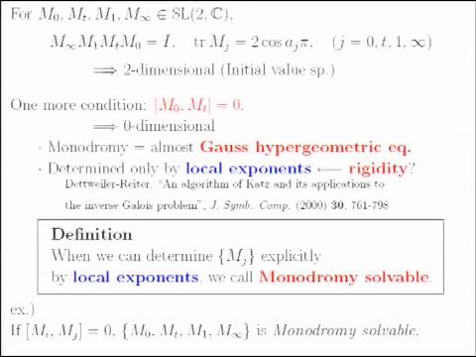So I give a definition of the monodromy data. If we can determine Mj explicitly only by local exponents, we call this monodromy data monodromy solvable. This is my definition, and this is not a standard term. I believe this definition is very, very important to study linear differential equations.